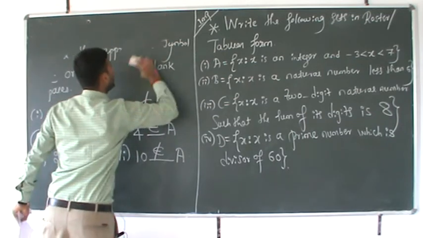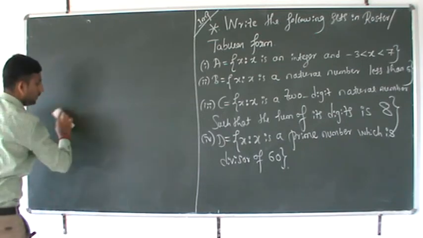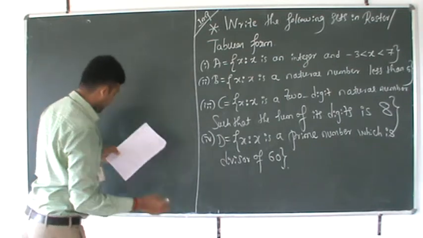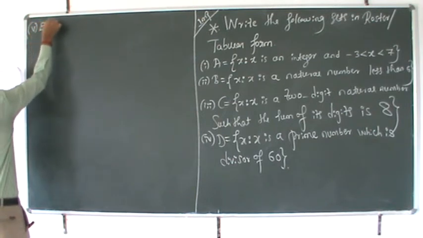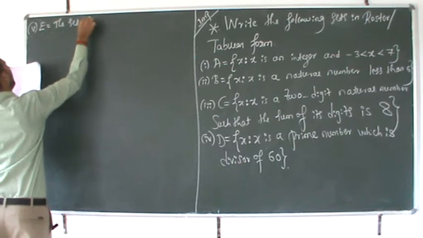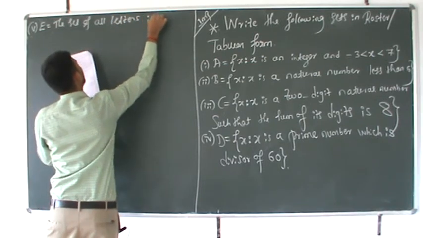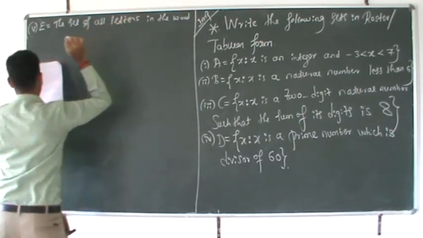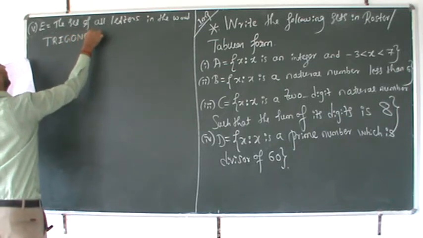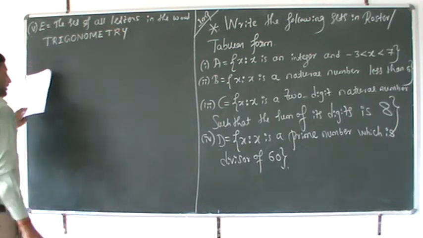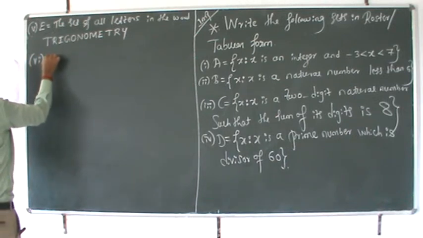First I want to write the questions. After that, I will solve the questions one by one. Otherwise, it consumes time. Fifth one, E, the set of all letters in the word trigonometry.